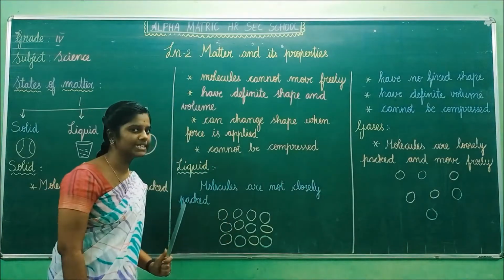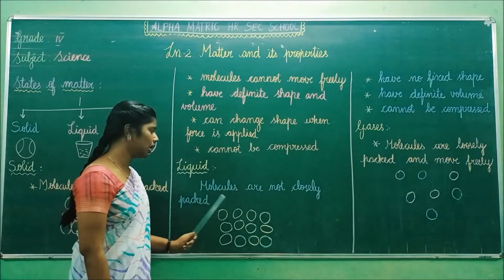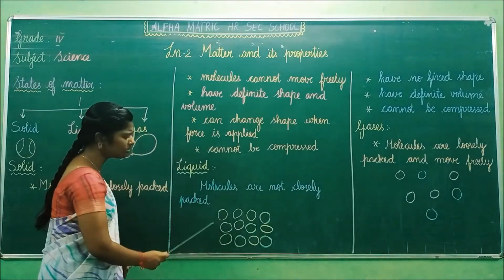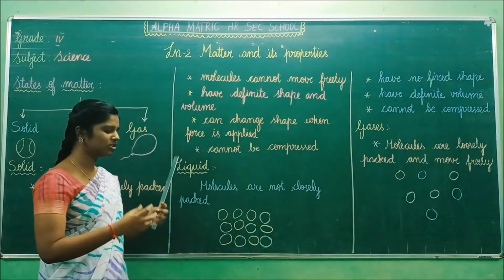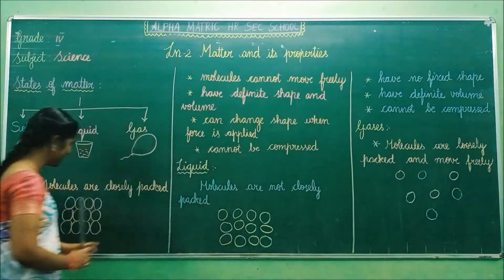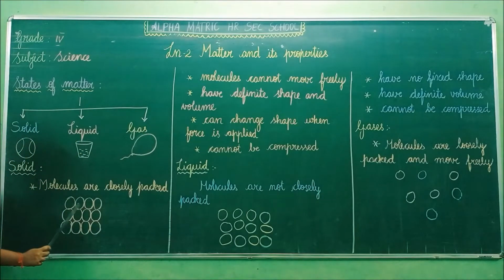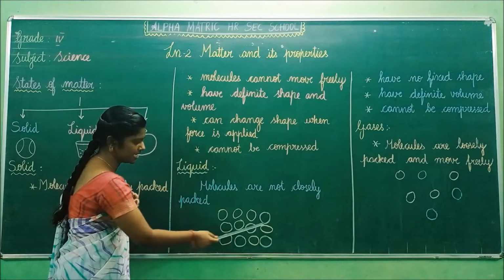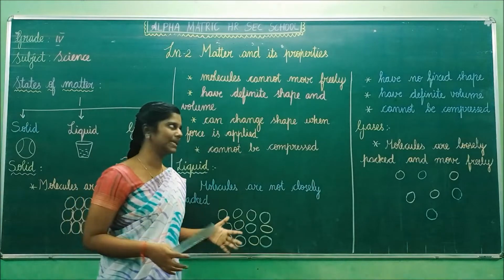The next state is liquid. Yes, the next state is liquid. See here, molecules are not closely packed. See the picture, how the molecules are. There are some gaps between two molecules. So the molecules are not as closely packed as in solids. Compare the two pictures, you can see the difference. Here the molecules are very close. There is no gap between these two molecules. But here there are some gaps. See here, there are gaps, no? So in liquid, molecules are not closely packed.